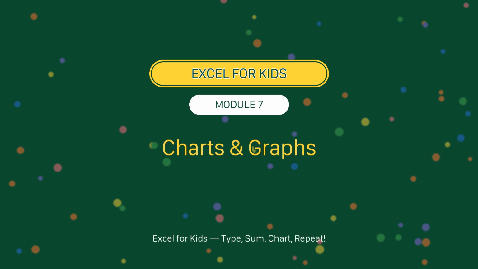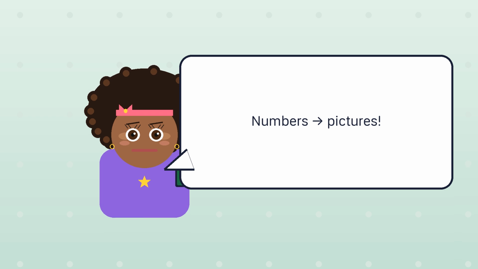Module 7, Charts and Graphs. Numbers and cells? Boring. Numbers as a chart? Beautiful. Today we turn snack votes into a colorful bar chart, then track football goals with a line.